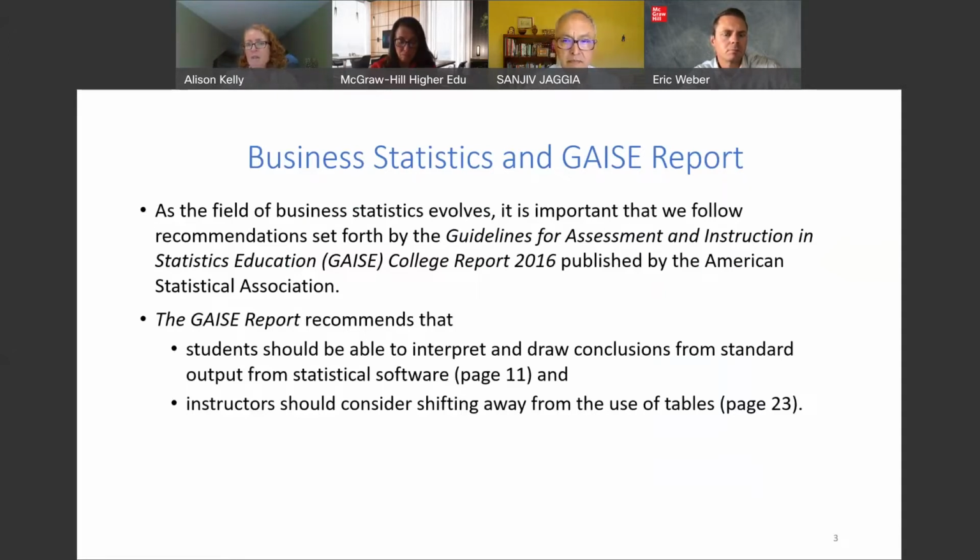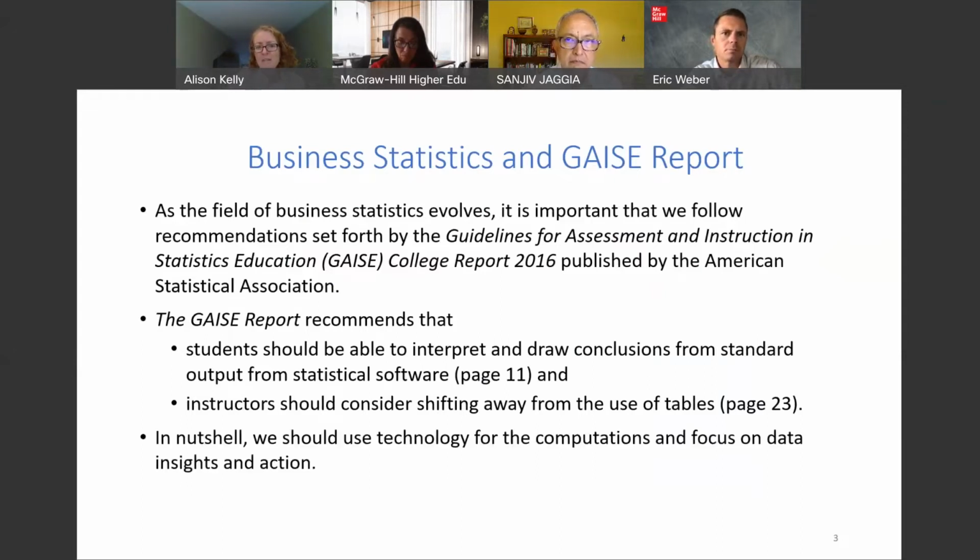So those are two main suggestions that the American Statistical Association is expecting of us educators in our pedagogy. So we feel that in a nutshell, we should be using technology for computations and then focus on data for these insights and action.